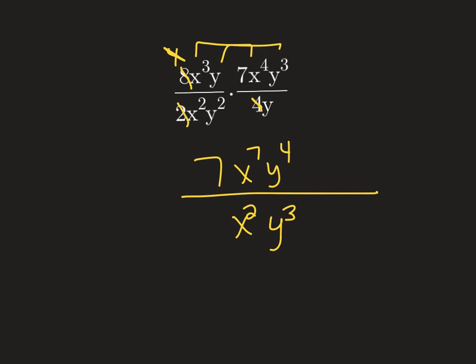Now, look at what I have now. I have nothing to cancel the 7 with. Look at your x's. Remember what you do when you divide. You subtract exponents.